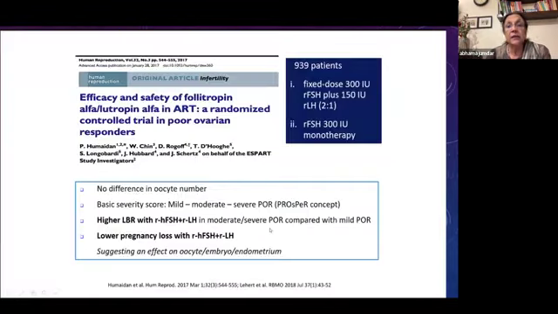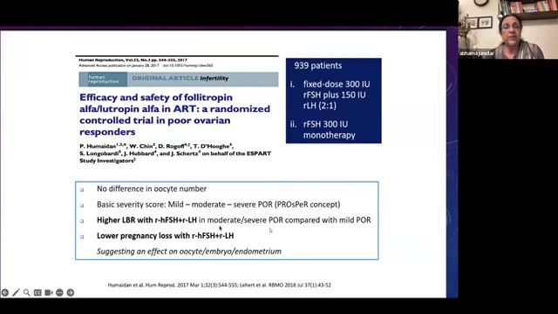They have looked at the efficacy and safety of FSH in ART, a randomized controlled trial in poor ovarian responders. They took about 1,000 patients. In one group, they gave a fixed dose of 300 IU of FSH plus 150 IU of LH. In the other group, they gave FSH 300 IU monotherapy. And they found no difference in oocyte number. Their basic severity score was mild, moderate, severe according to PROSPER.